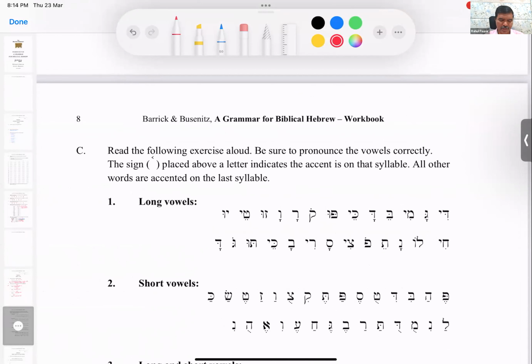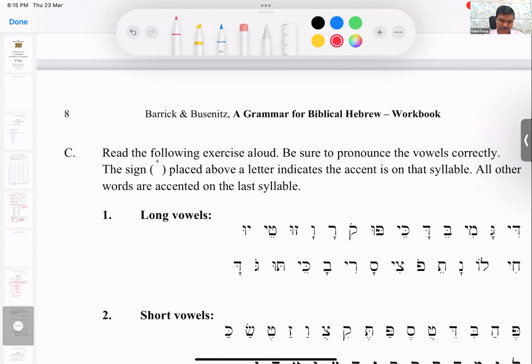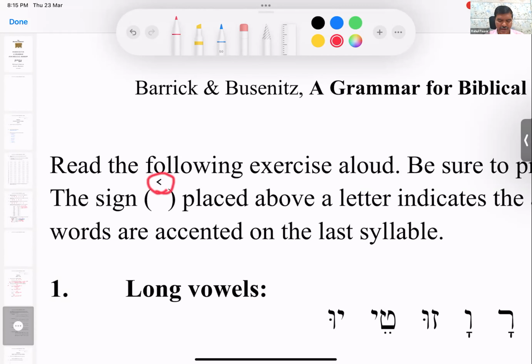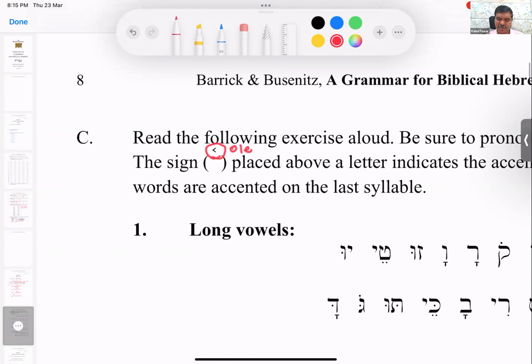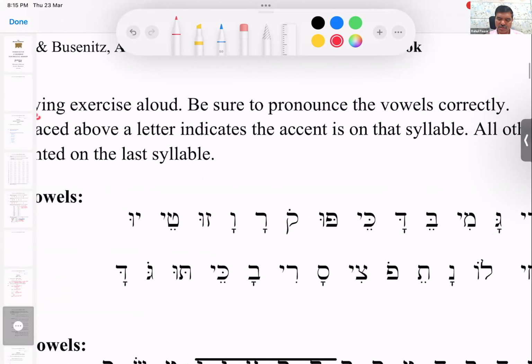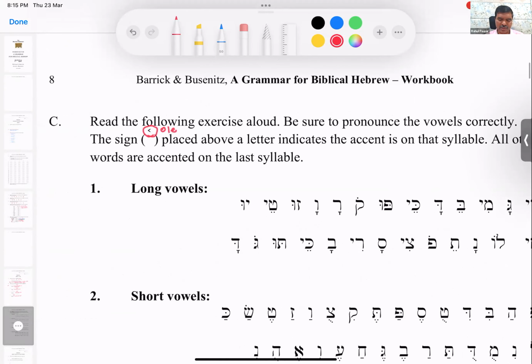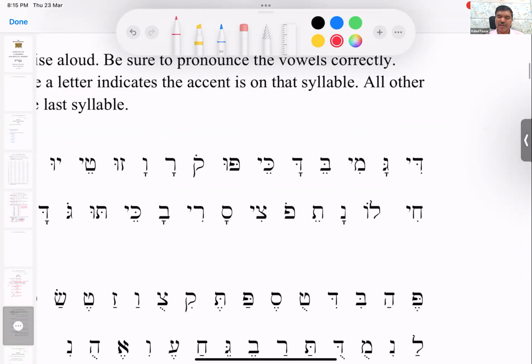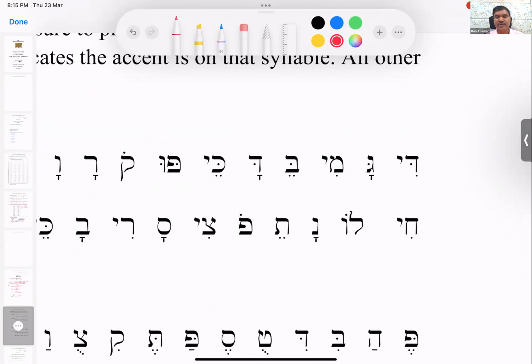This point C, read the following exercise aloud. Be sure to pronounce the vowels correctly. This sign is called Ole. This is an accent placed above the letter, which indicates the accent is on the syllable. All other words are accented on the last syllable. Already we spent two lectures on this, to write and to pronounce it loudly.